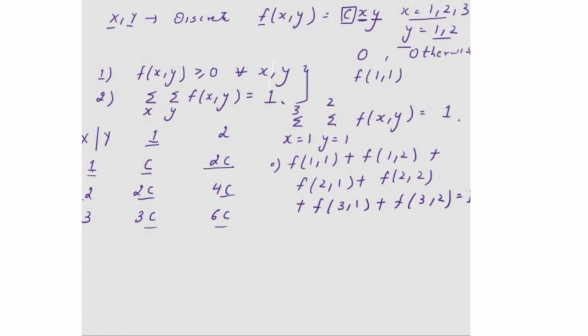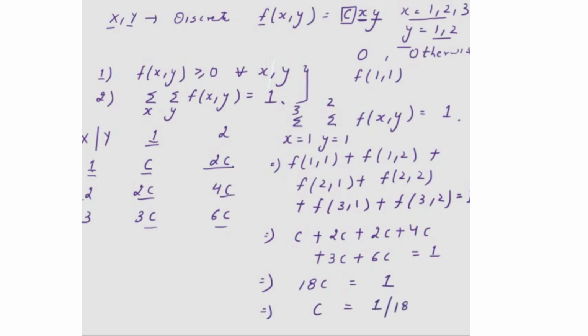So substitute all the values of these probabilities. f(1,1) is c, f(1,2) is 2c, so simply substitute the values. This is c plus 2c plus 2c plus 4c plus 3c plus 6c, which equals 1. Adding up, this is 18c equals 1, and from here c equals 1/18. So to have a valid joint probability mass function, the value of c equals 1/18.